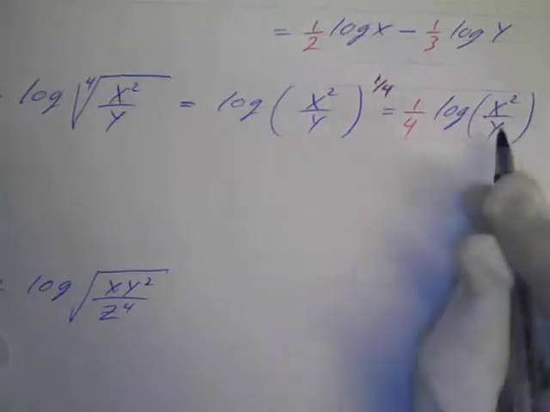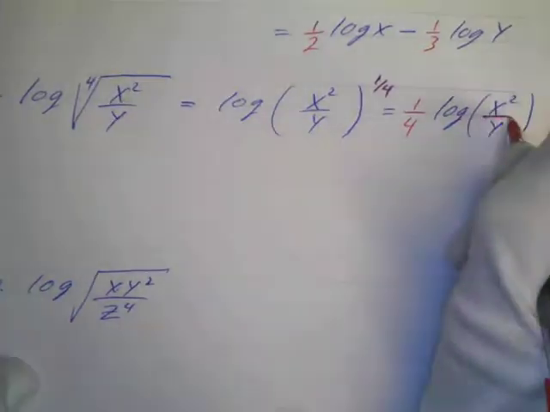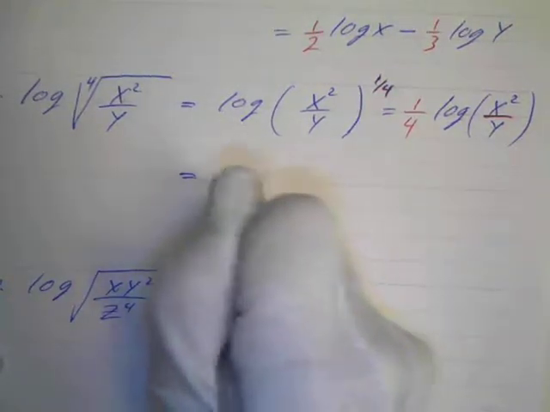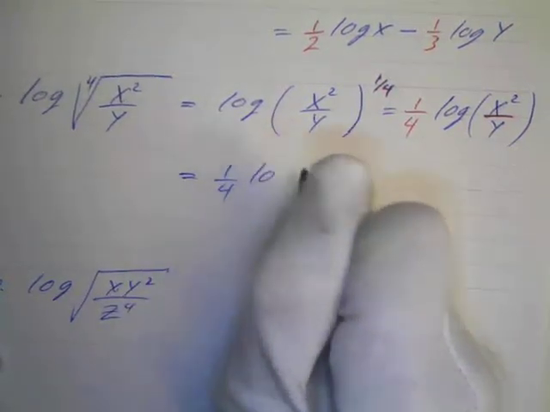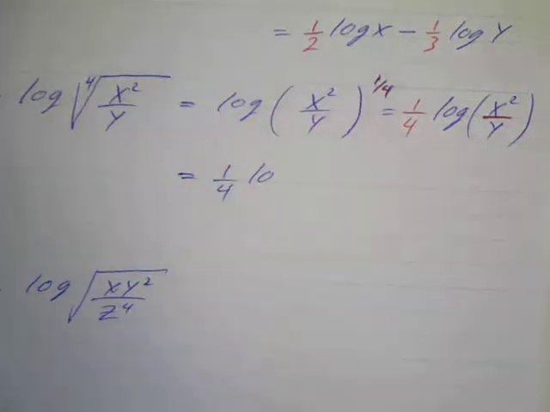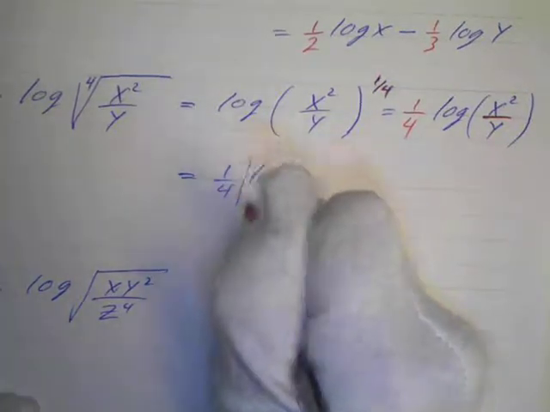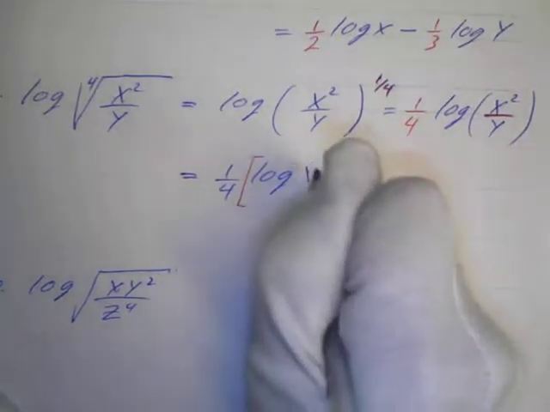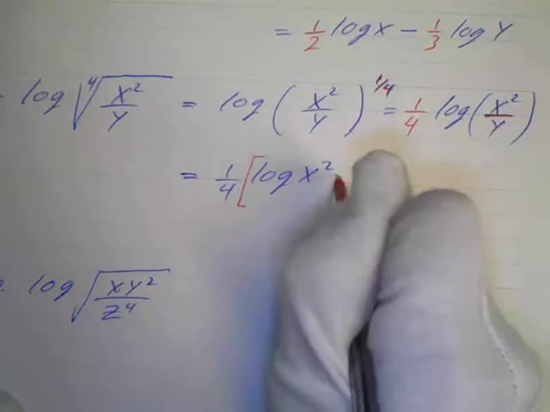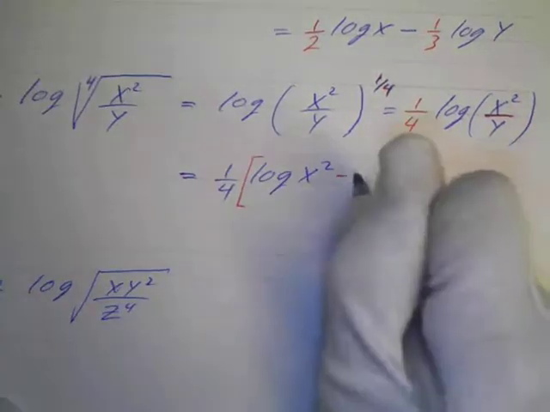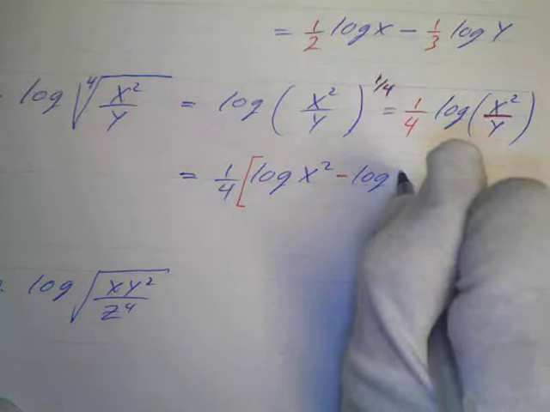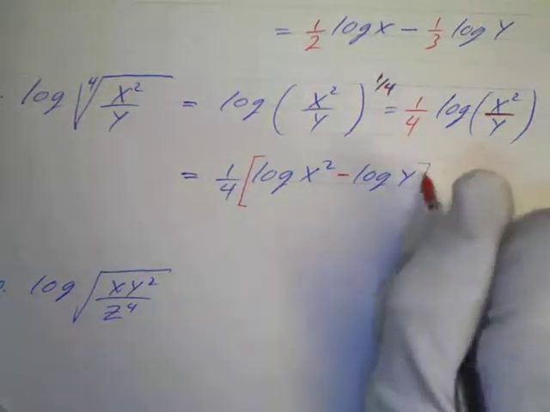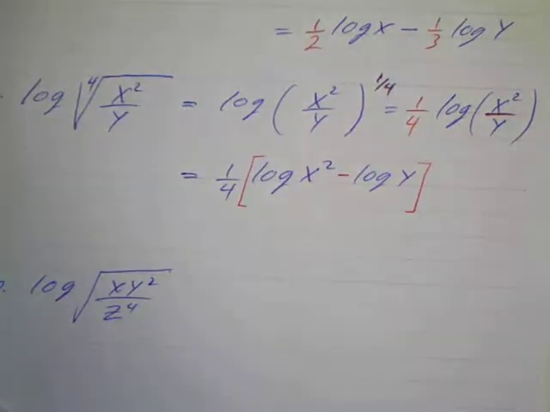And now what I can do is apply the quotient rule to this, because I've got the log of a quotient, which is the difference of the logs. So over here I'll write equals, and I've got my 1/4, which is in front, and this is going to be the log. Then I remember it's 1/4 times the whole thing, so I'm going to need a bracket now. And this would be the log of x squared minus the log of y. Remember, the log of a quotient is the difference of the logs. So I'll precede it by a 1/4.